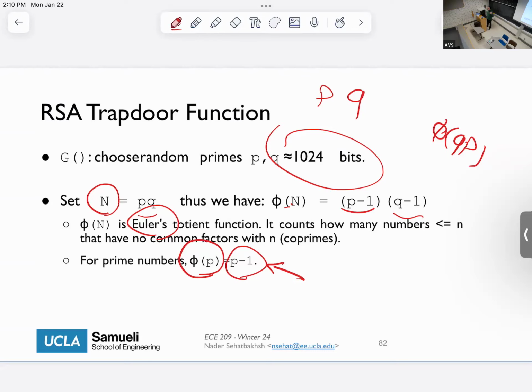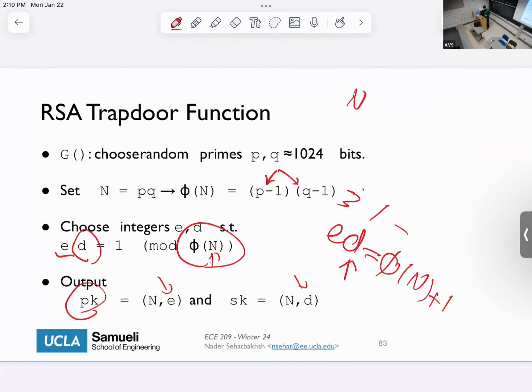It's not divisible by p, right? Here I gave you a definition that it counts how many numbers less than or equal to n have no common factors with n. In other words, co-primes. Based on this definition, phi of n is (p minus 1) times (q minus 1). The reason this is important is that when we are decrypting, we are going to use this fact that I'm going to show you here.